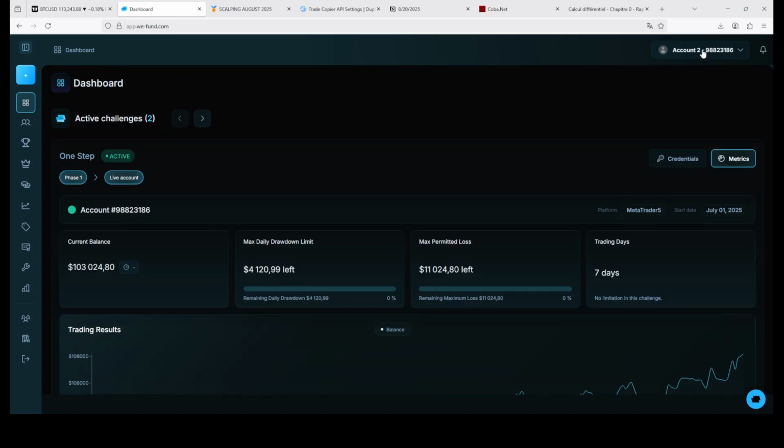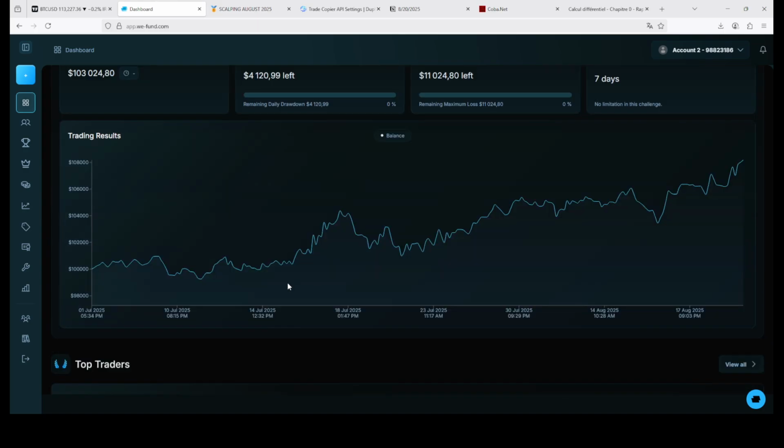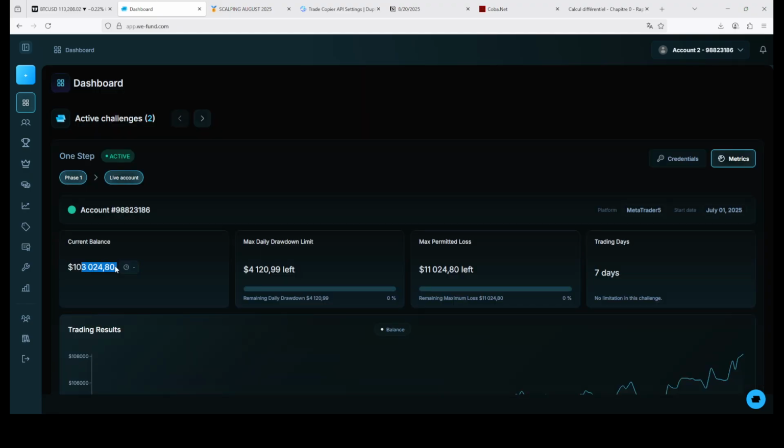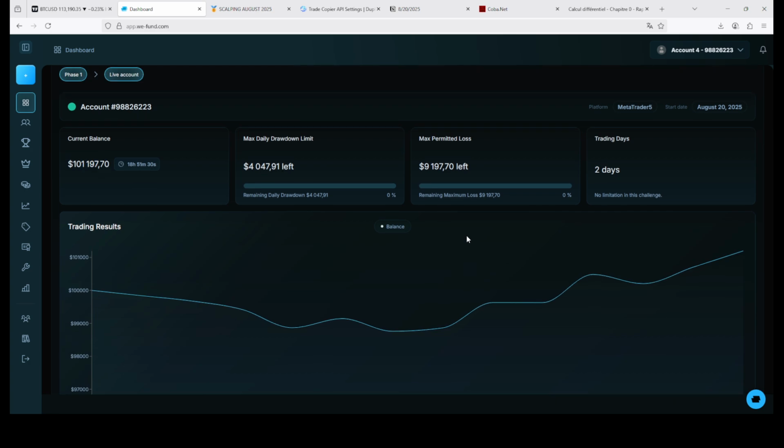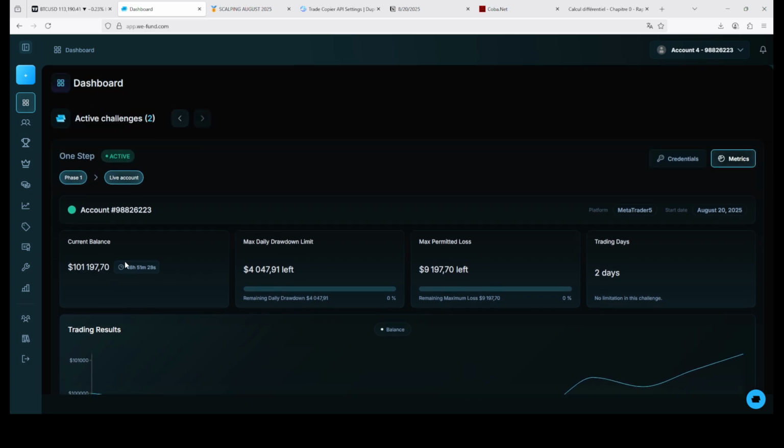I have 4 accounts, and 2 of those accounts are passed, so they're funded. As you can see, this one right now, I have a current balance of 103,000. My withdrawal is in a few days, inshallah. So I'll cash out this much, and then you have the other account which I'm trading with right now as well, which I'm already up 1,197 in 2 days. So that's good. And basically, they're paying you real money to trade fake money, right?